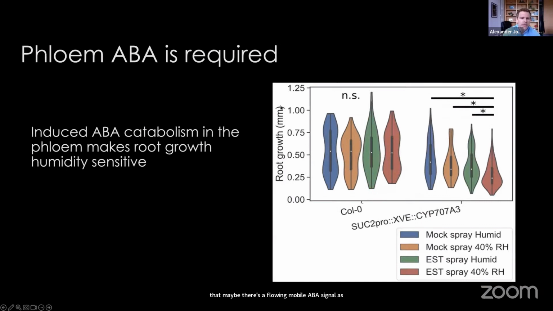And indeed, when we induce catabolism by overexpressing a catabolic enzyme, CYP707A3, in the phloem under the control of a SUC2 promoter, we do see hypersensitivity to humidity stress in the leaves and roots. So roots are slower to grow when the leaves are under low humidity, with induction of this catabolic enzyme in the phloem. So we do think indeed phloem is important.